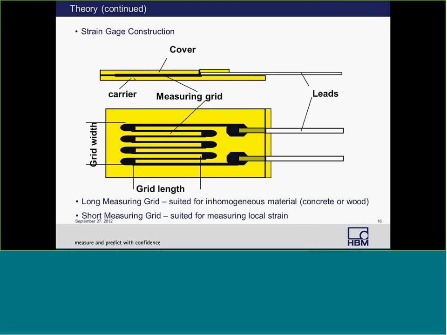As for the construction of the strain gauge, you have a carrier material, and inside it is that meandering measuring grid that's embedded within that material. Long measuring grids are suited for inhomogeneous materials such as concrete or wood, and short measuring grids are suited for measuring local strain.